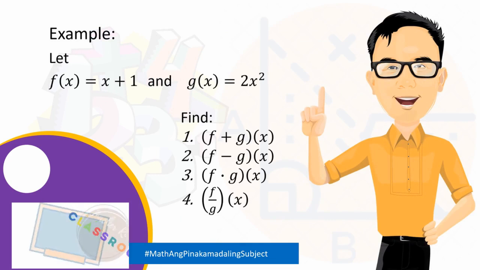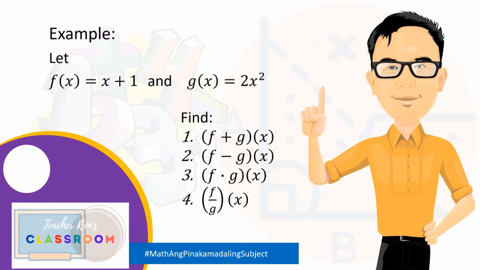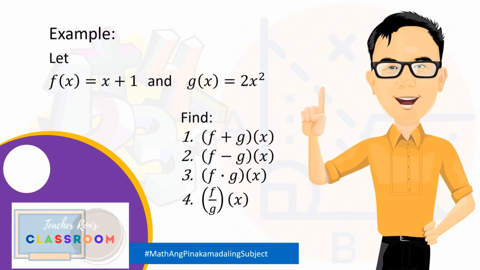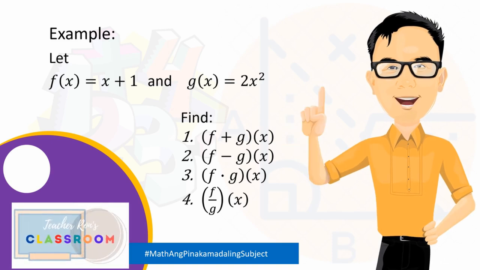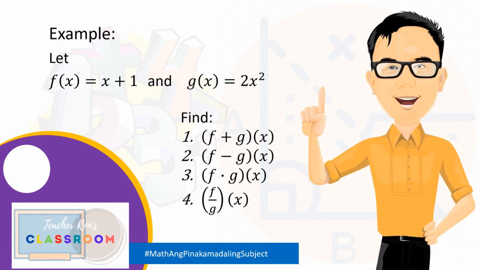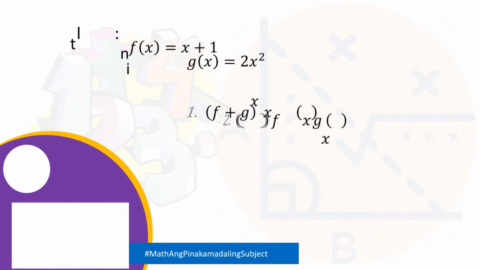Let us study this simple example. Let f of x equals x plus 1 and g of x equals 2x squared. Find number 1, f plus g of x, number 2, f minus g of x, number 3, f times g of x, and last, number 4, f divided by g of x.